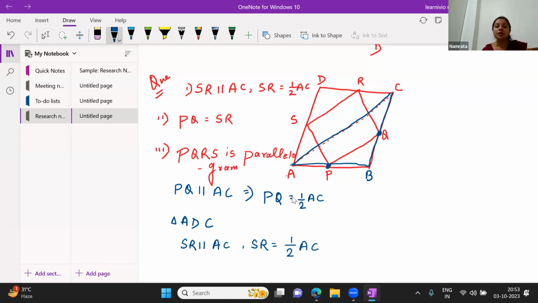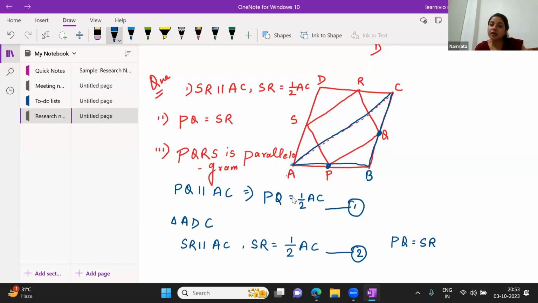Now part two. See equation number one and equation number two. PQ is half of AC. SR is half of AC. So can we say PQ and SR both are the same from one and two? Yes, ma'am. So PQ equals SR, and hence we are done with part two.